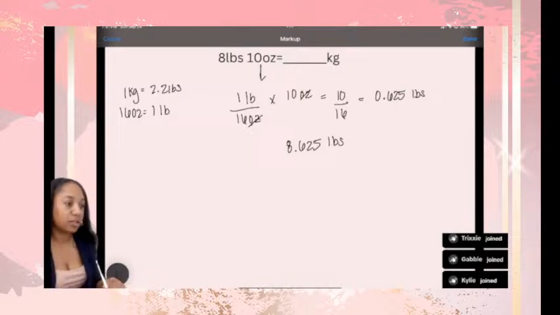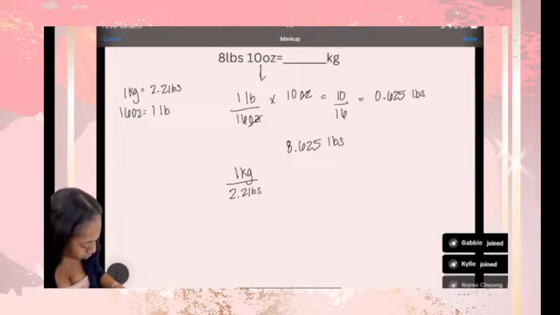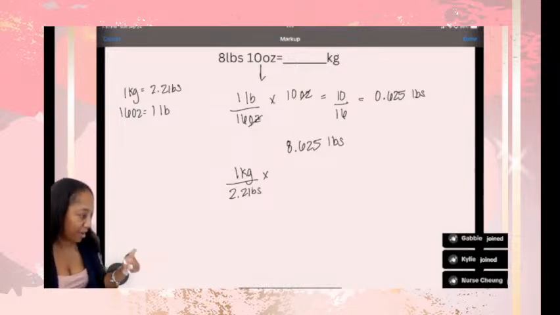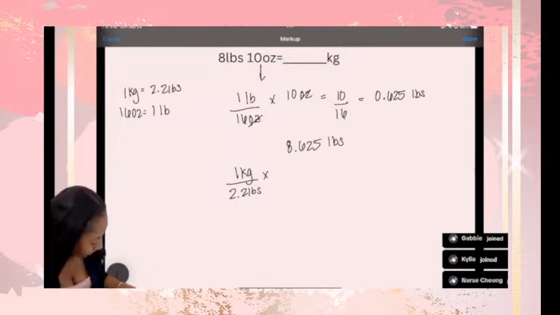So we're looking for kilograms. I'm going to start with kilograms. So 1 kilogram is equal to 2.2 pounds. I will put my pounds at the top so that it will cross out with my pounds on the bottom.